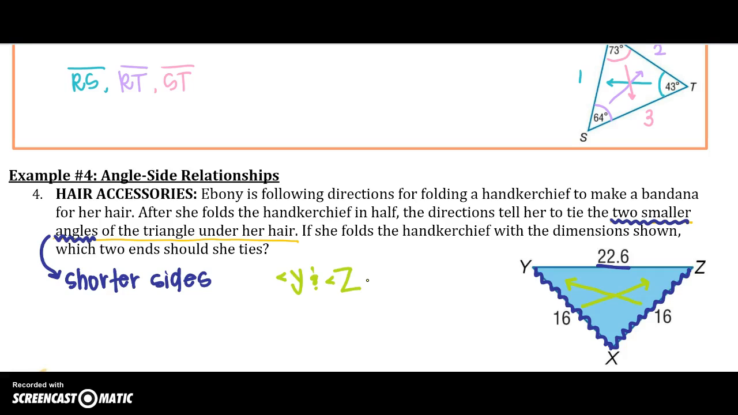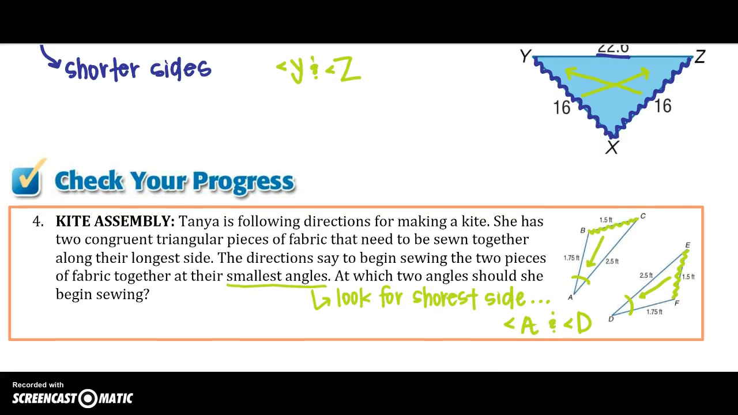Your turn to try your checkpoint on number 4. Make sure you read those directions. What are they asking you to find? And here is your answer key. I hope this video helped you look at those angle relationships, and we'll see you soon.